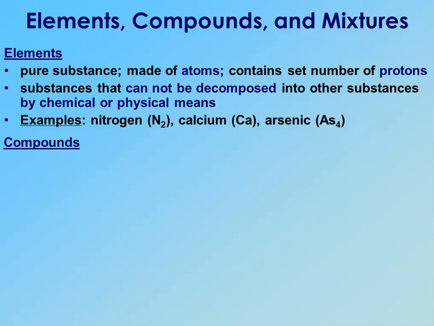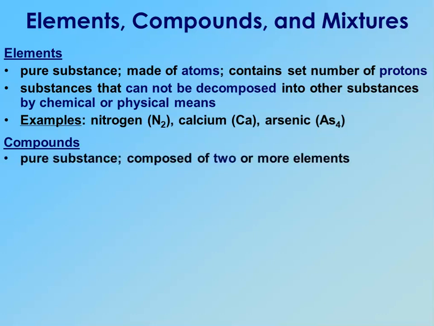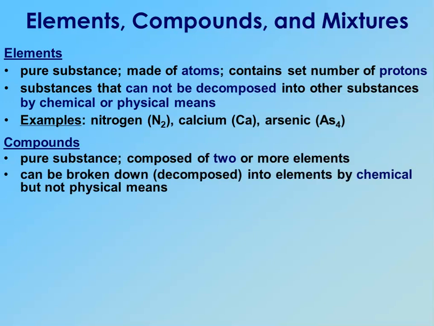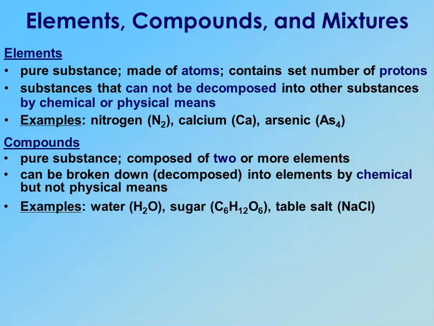Compounds are another type of pure substance, but they are made of two or more different elements. So nitrogen would not be classified as a compound. You have to have two different elements chemically combined together. These cannot be broken down physically, but they can be broken down chemically via decomposition reactions into simpler compounds or even into their representative elements.